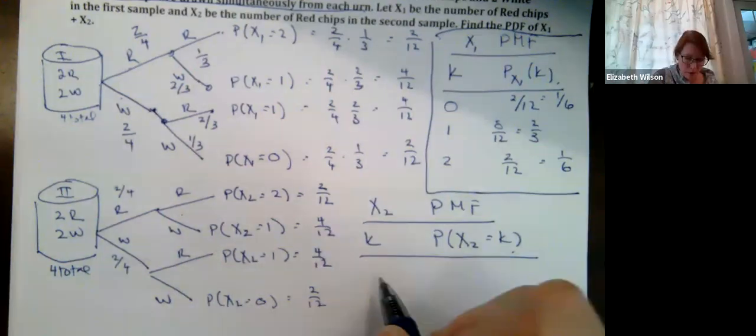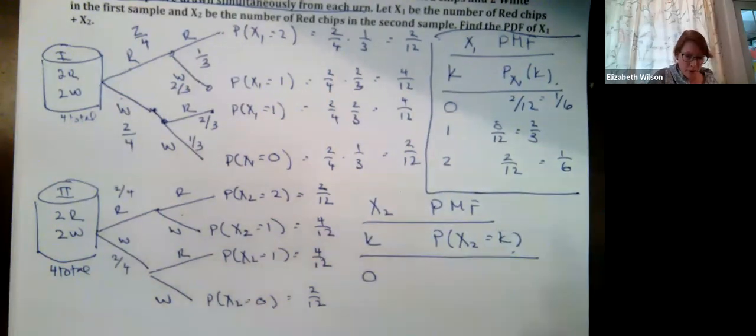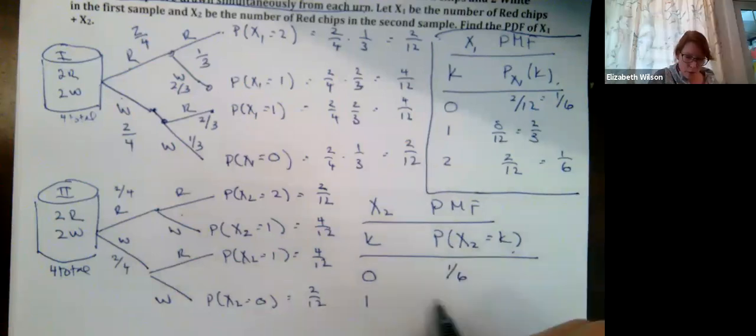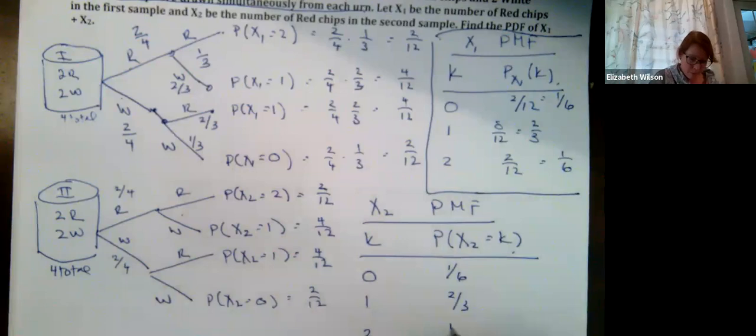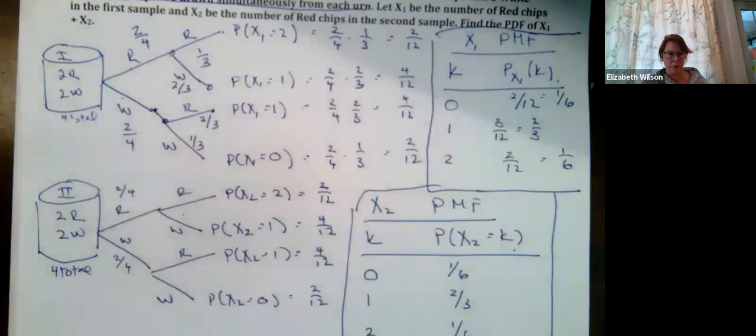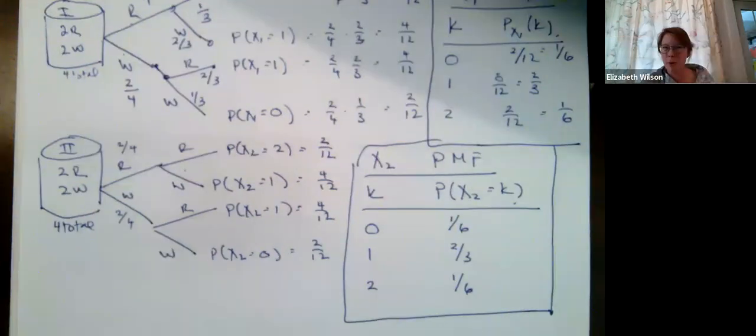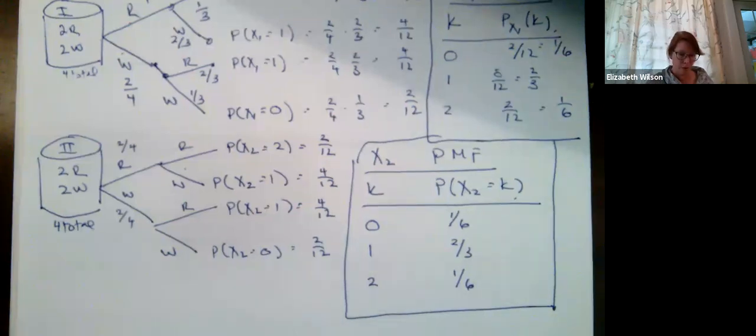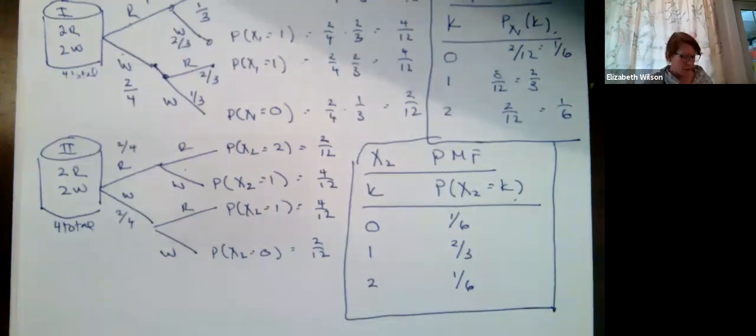So this is 0. It's going to have the same shape as the one up above: 1/6, 1, 2/3, 2, 1/6. And it has the same shape because both buckets had the same distribution of red and white balls, or chips. Okay, so that gives us our individual probability mass functions for x1, which is the number of red chips coming out of bucket 1, and x2, which is the number of red chips coming out of bucket 2.